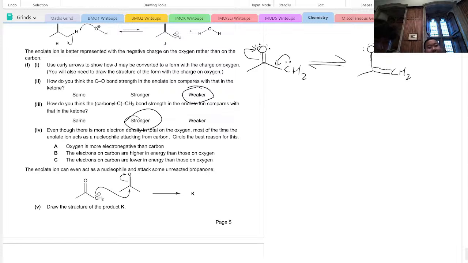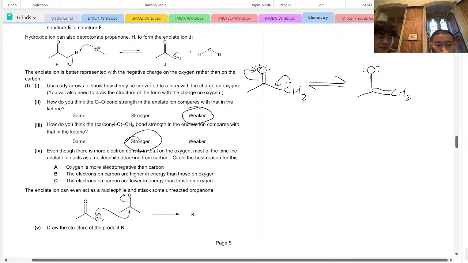Even though there is more electron density in total on the oxygen, most of the time the enolate ion acts as a nucleophile, attacking from carbon. Circle the best reason for this.